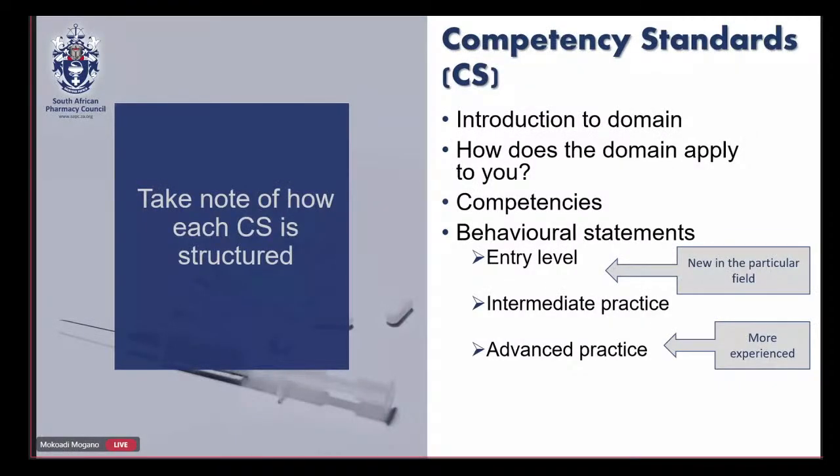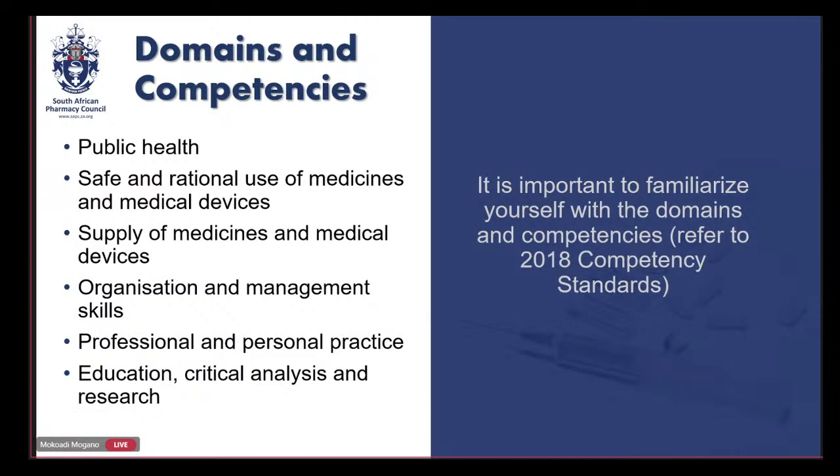All right. So as I've already mentioned, the competency standard comprises domains, competencies, and also behavioral statements, right? In terms of the domains, we have 6 domains. The first one is public health. The second one is safe and rational use of medicines and medical devices. The third one is supply of medicines and medical devices. And then the fourth one is organization and management skills. Fifth one is professional and personal practice. And the last one, the 6th one, talks about education, critical analysis, and research.